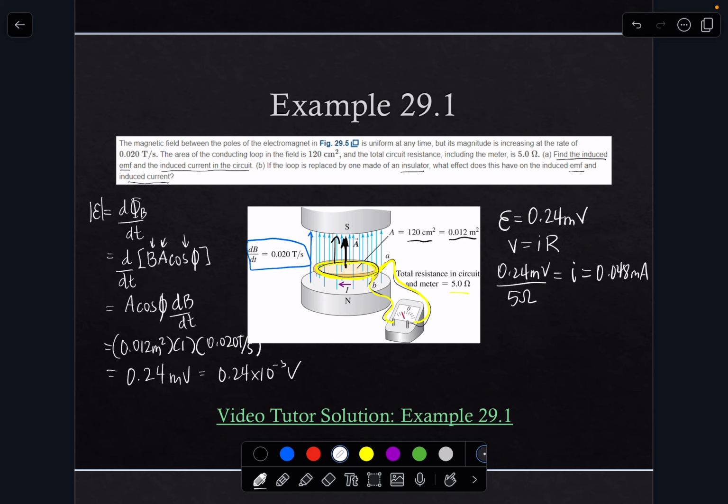Well, the induced EMF does not change. So why doesn't it change? Take a look at the equation that you use to determine the EMF. It does not factor in the object that is feeling this EMF, right? There is no R in here. There is nothing other than the area that the object makes, right? Nothing involved that describes any properties of the wire. So the EMF doesn't change.